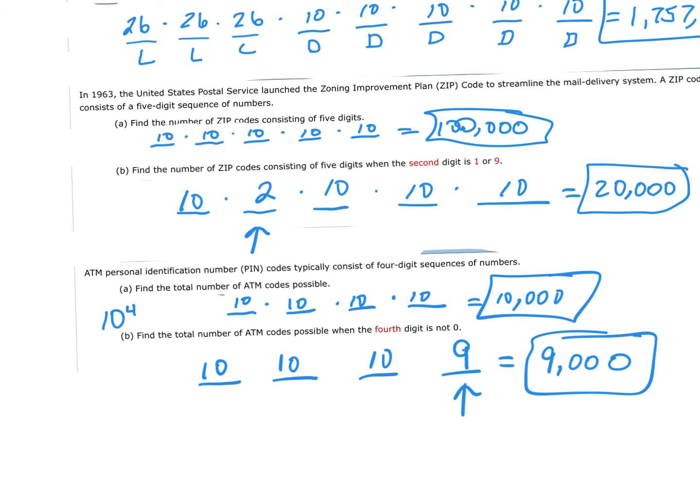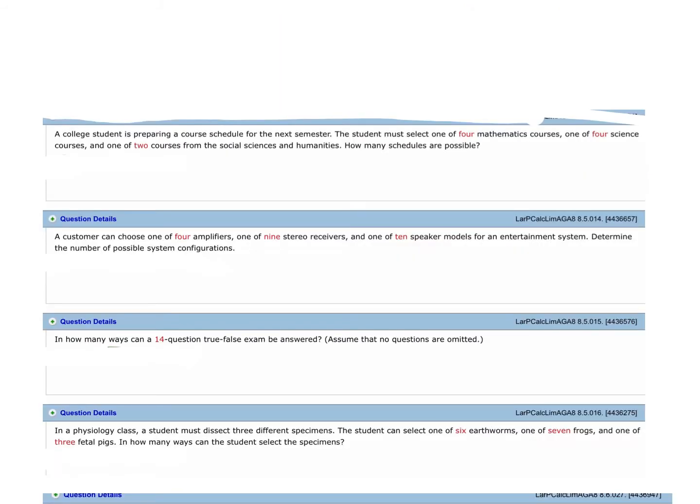Very good job. When we get to questions like this, a lot of times you'll see questions that have to do with picking courses in college, lunch choices, putting pizza combinations on. It says a college student is preparing a course schedule for next semester. The student must select 4 math courses, 1 of 4 science courses, and 2 courses from the social sciences. How many combinations are possible?